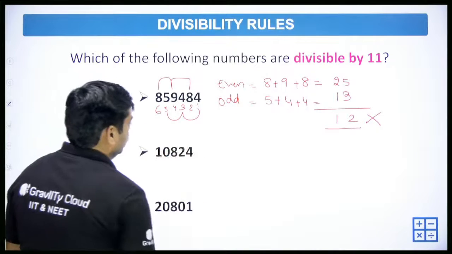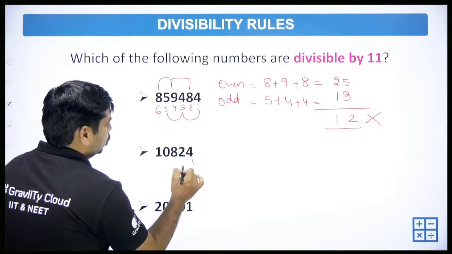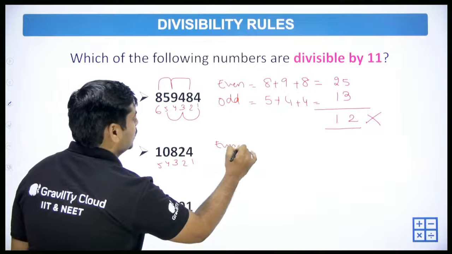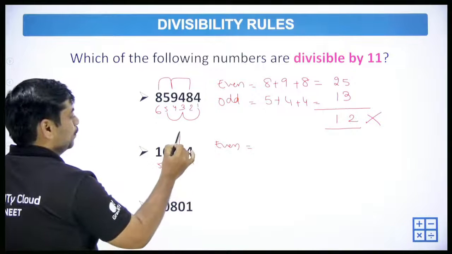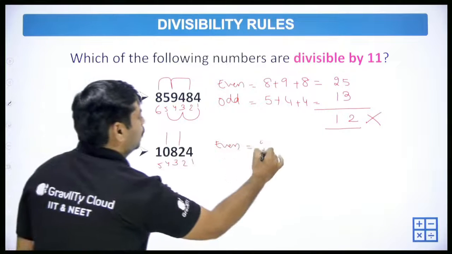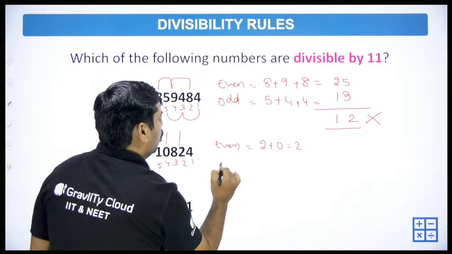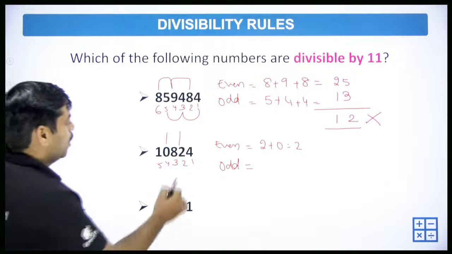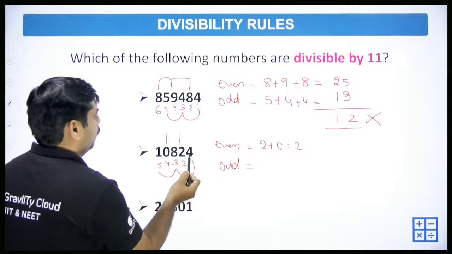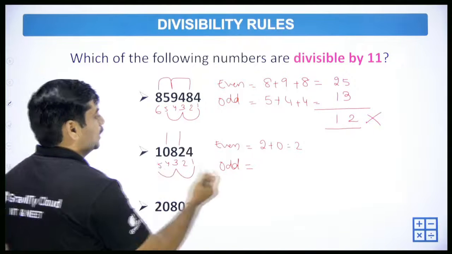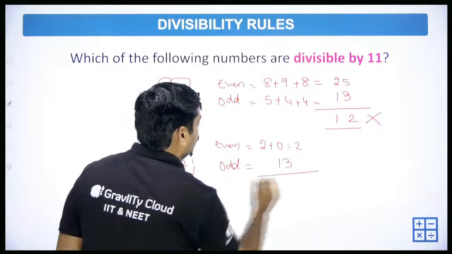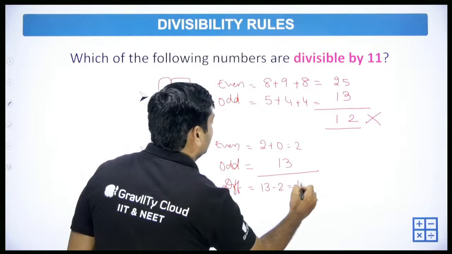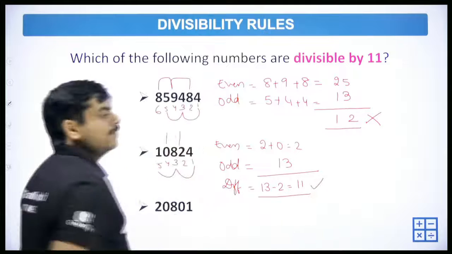Okay. 10824. So now see here. 1, 2, 3, 4, 5. All the even placed digits, 2 and 4. What about all the odd placed numbers? So this one, 1 plus 0 plus 8, 12... the sum is 13. So the difference of these two, 13 minus 2, which is 11. Yes, it is exactly divisible by 11.